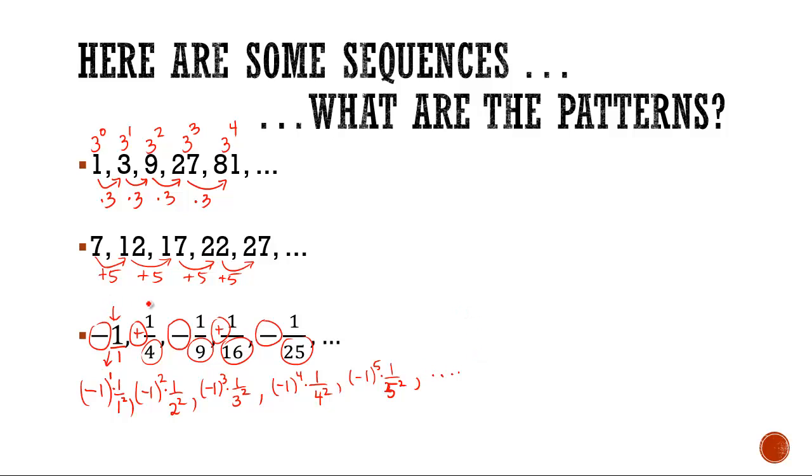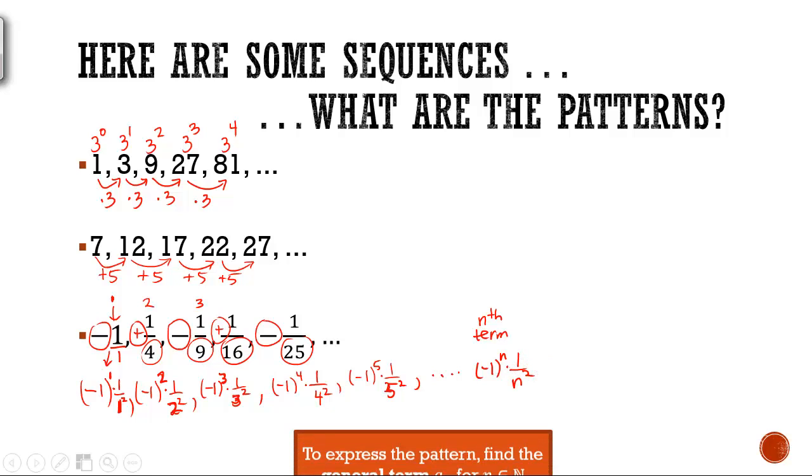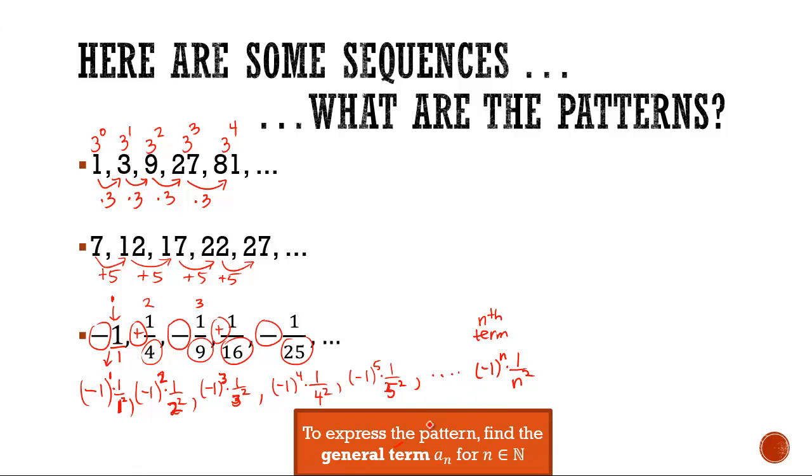So you could actually almost write a formula for this. Eventually, this was the first term, so input of 1. This was the second term, so input of 2. Third term, input of 3. You could actually write a formula saying for the nth term, it's going to be -1 to the power of n times 1 over n squared. And that is called the general term. So it's the an. So what is the nth term? An is used to represent the nth term, and the nth term can be given a formula based on what the nth term is doing.